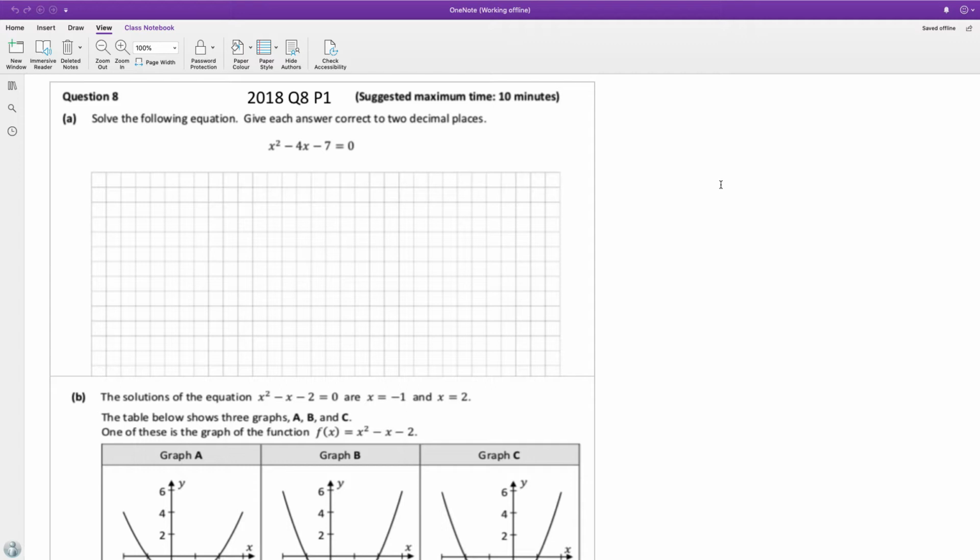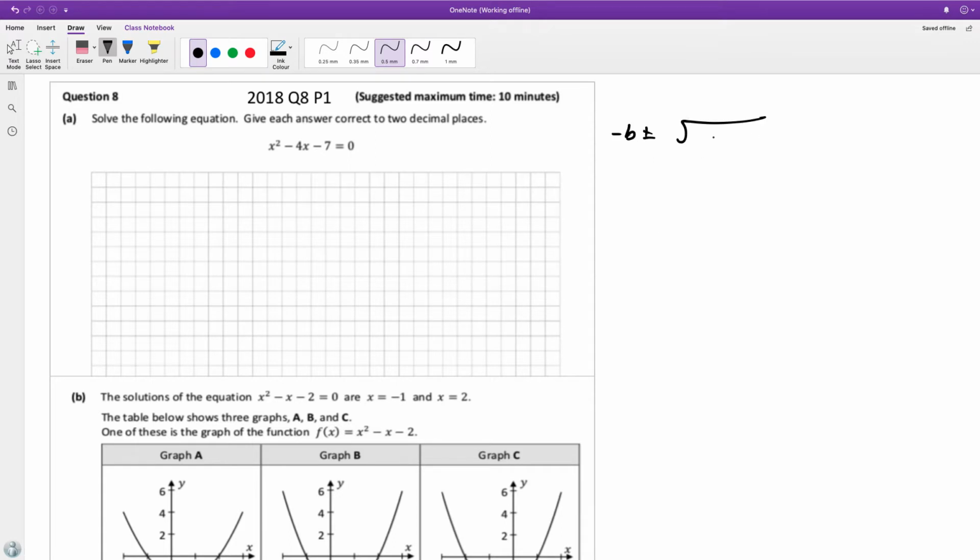Do we remember our minus b formula? What is it, Julianne? Minus b plus or minus the square root of b squared minus 4ac all over 2a.